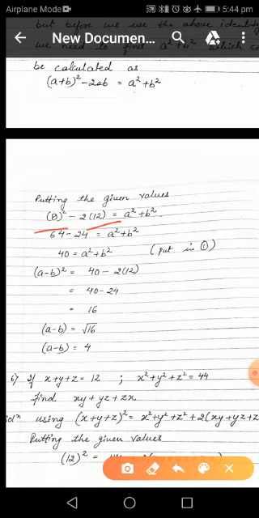Now substituting this back in equation number 1, which we just wrote in the previous page, a minus b whole square is equal to a square plus b square minus 2ab. That was the equation. I just put the values. You can compare it from the previous page. a minus b whole square comes out to be 16, but we need a minus b. So to calculate a minus b, we take the square root on both sides, and after taking the square root, we get a minus b as 4. That is your required answer.